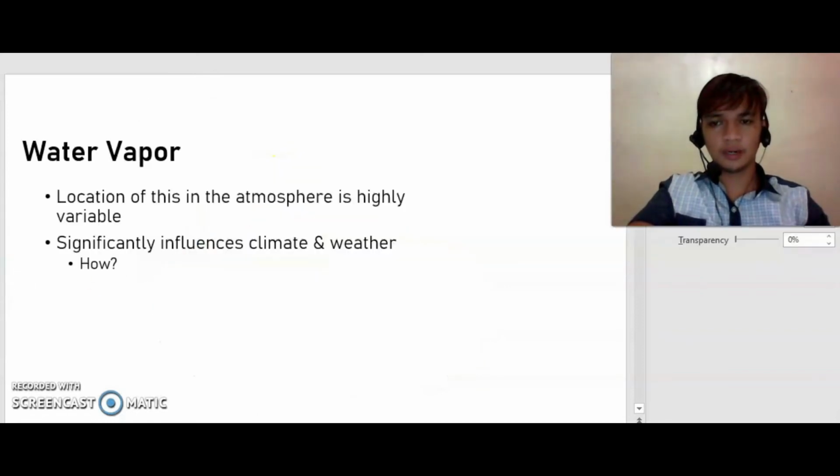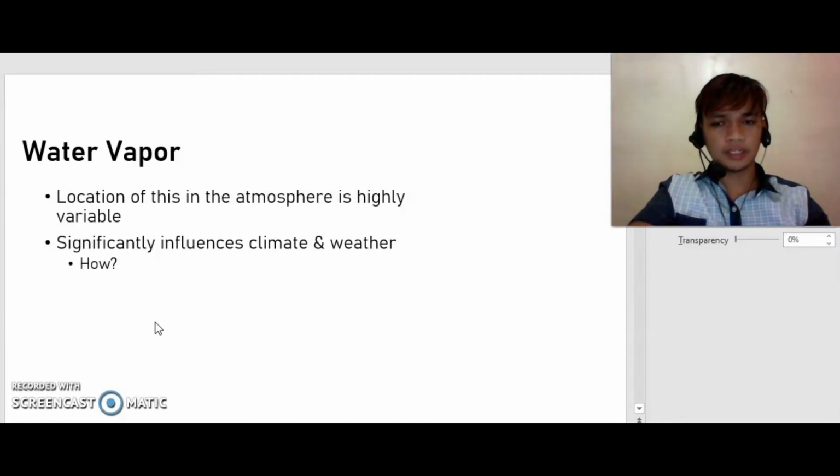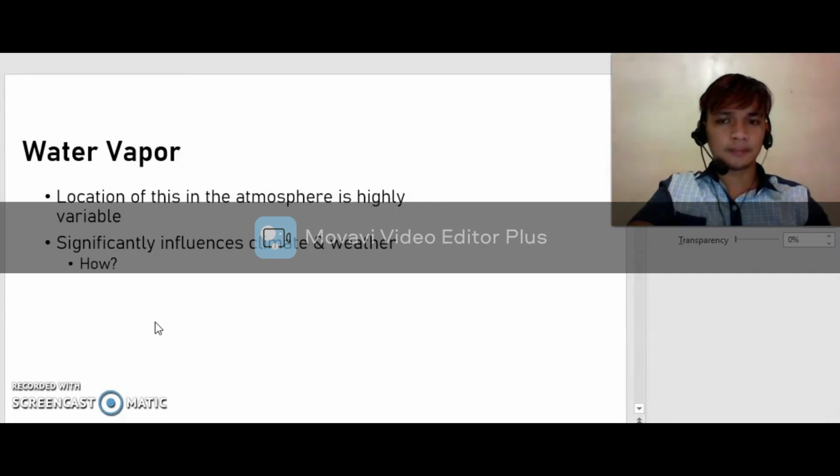And 0.9% is argon, 0.035% is carbon dioxide, and all other is 0.06% of our atmosphere. Now, water vapor. Location of this in the atmosphere is highly variable depending on the place. Let's say sa region na kung saan nasa tropic region ka, no, you experience a good amount of rainfall in a year. So you have there a high amount of water vapor present in the atmosphere, no?